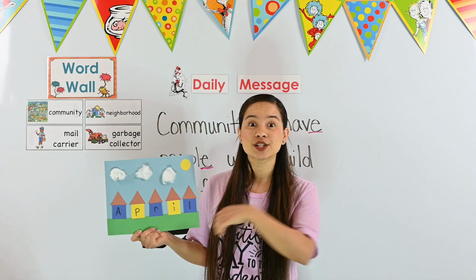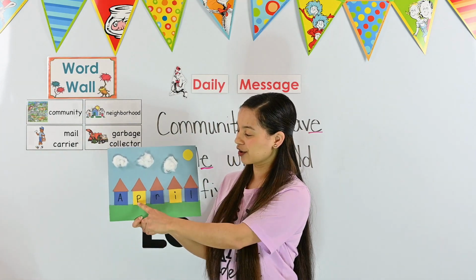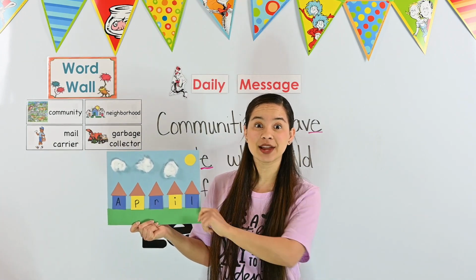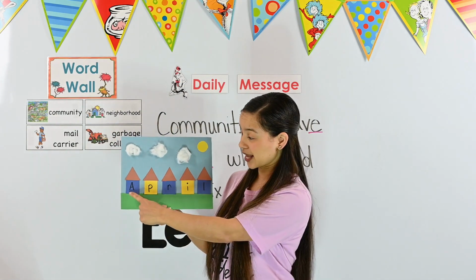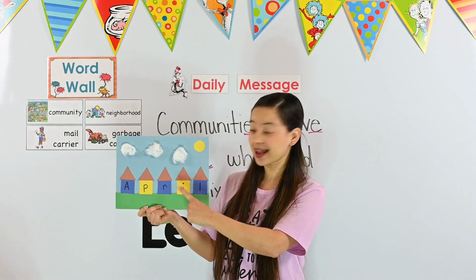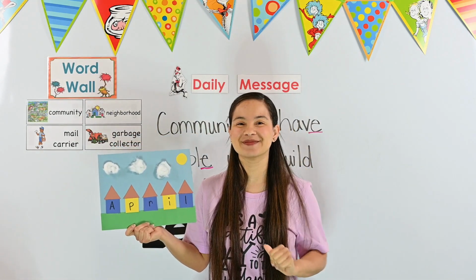We also practiced writing our name in this activity. We put a letter on each house to represent the letters in our name. My name is April. I have the letters A, P, R, I, L. I have 5 letters in my name.